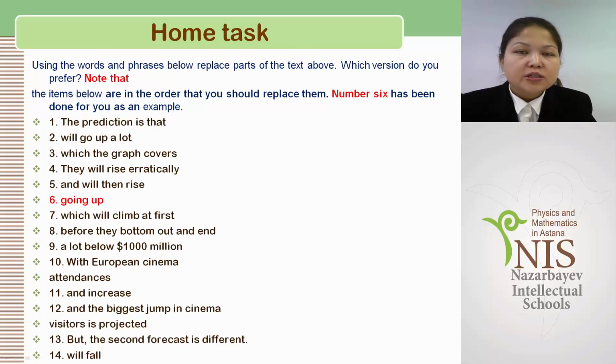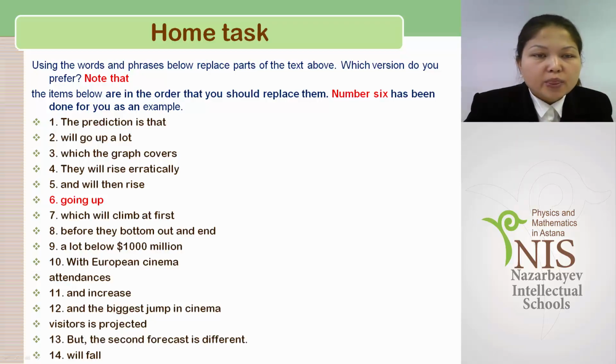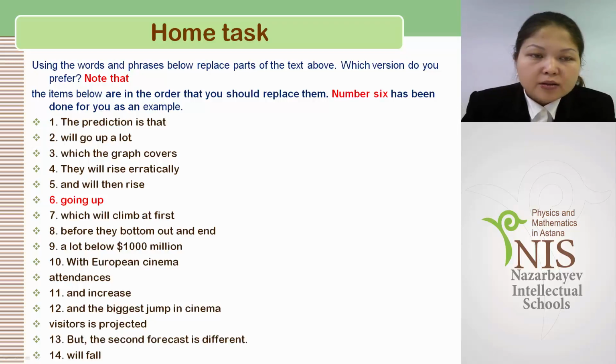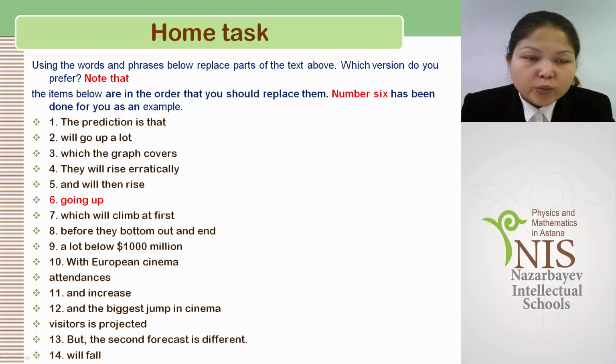At home, dear students, your task will be using the words below. You need to replace parts of the text above. Which version do you prefer? Note that the items below are in the order that you should replace them. Number 6 has been done for you as an example. The prediction is that sales will go up a lot, which the graph covers. They will rise erratically and will then rise.